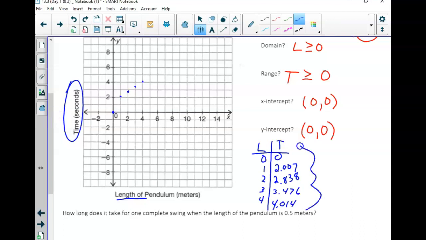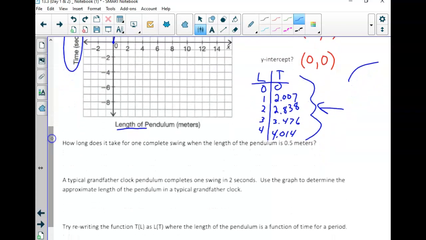Once I made my table of values, all I did was take all 5 of these points and plot them on my graph. Because I know it's a square root function, I know it's going to look like a hook of some sort. So I'm just going to connect these dots as best I can, and that's what the graph looks like for that pendulum.